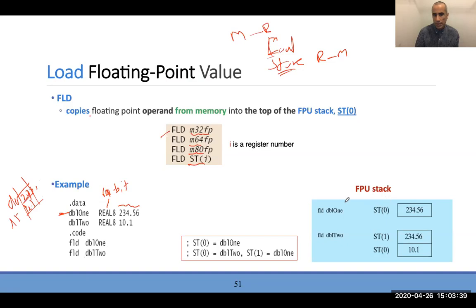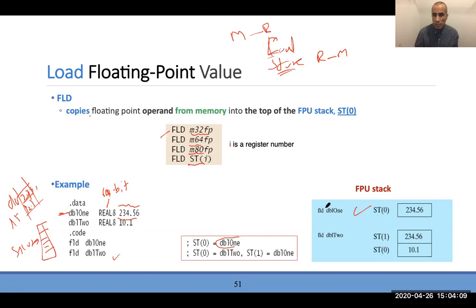So remember, this is my stack. If you imagine that this is your stack right here, you know the top of the stack is always pointed at by the ST0. So if we load this value, it's going to automatically load it to the top of the stack. So that's the ST0. The ST0 right now is going to have the 234.56. So that's the top of the stack here. Okay, and then we're going to say load 2, load 10.1.